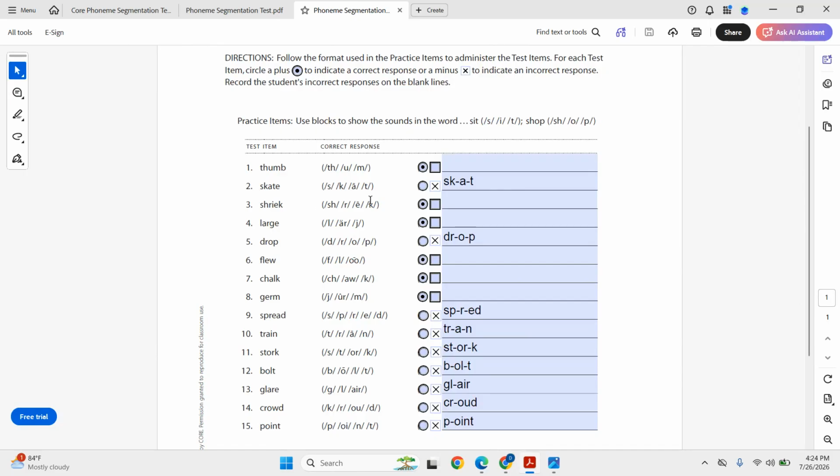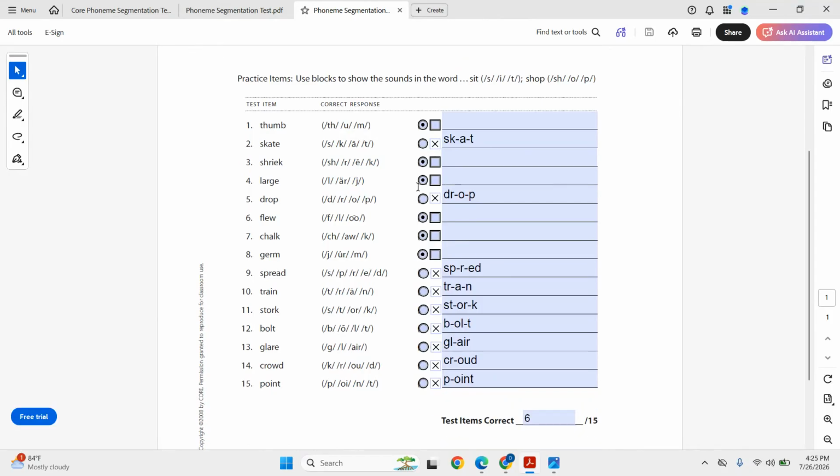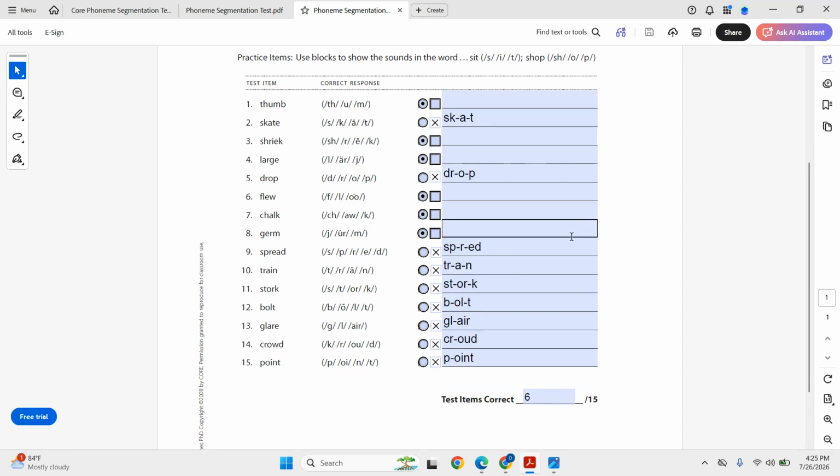For Shrek, Kaden identified those sounds. He was able to show those sounds using the blocks as well as large. However, for drop, we see where he used 1 block to identify the beginning sound in drop instead of the d sound. All right, so you will put your notes and the arrow.